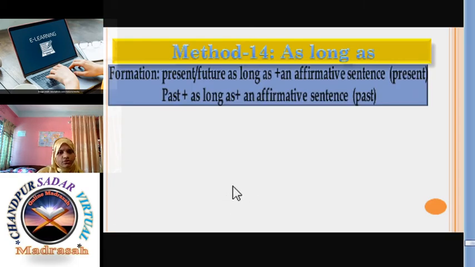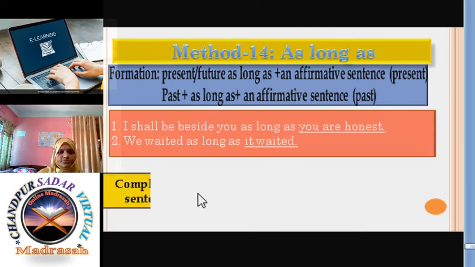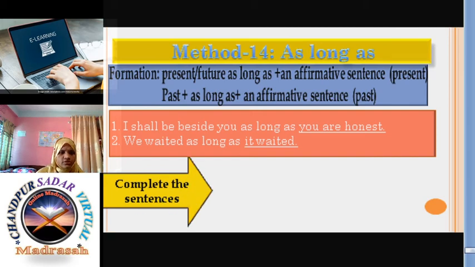Then method 14: as long as. What is the formation? Present or future, as long as, affirmative sentence present; or present or past, as long as, affirmative sentence past. Here is an example: I shall be beside you as long as you are honest. So, can you guess? Present or future? Here is future. Then as long as, affirmative sentence present: you are honest. Here is present.